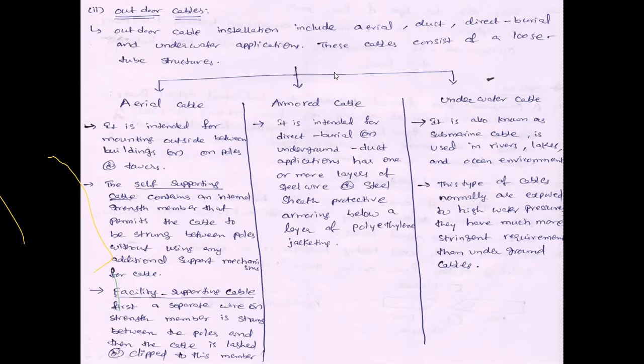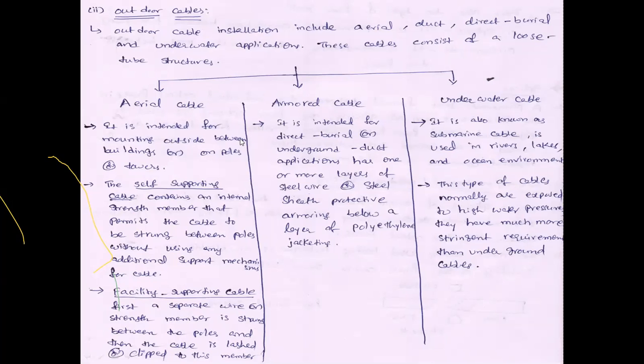Right. Here the outdoor cables are especially used underwater also. Suppose we are connecting from India to the US for a Google server. We are using optical fiber cable connections through underwater, through the sea. Here there are three types of outdoor cables. The first one is aerial cable, the second one is armored cable, and the third one is underwater cable.